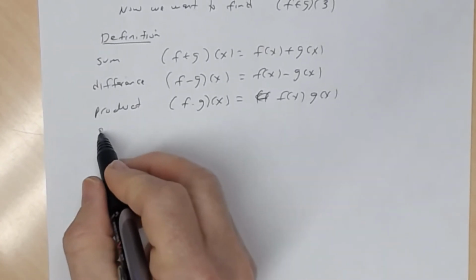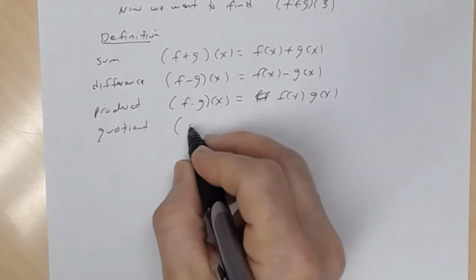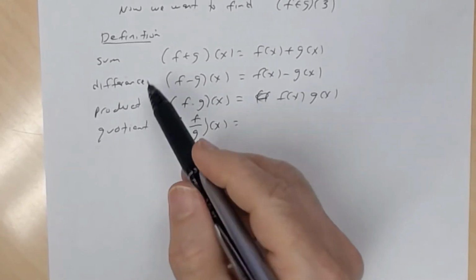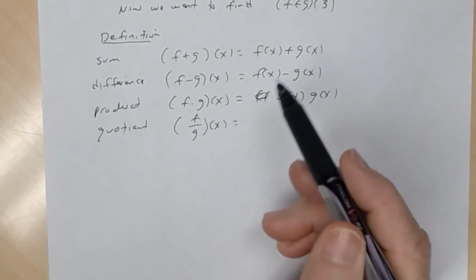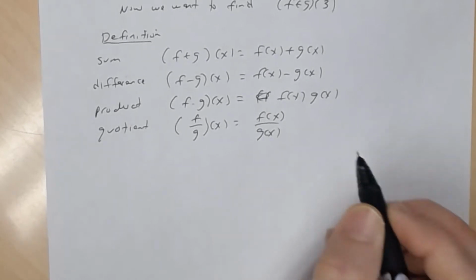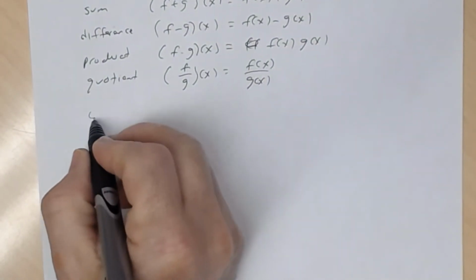And then quotient, and our quotient definition was this. If I have f divided by g at x, and remember, the order matters for difference and quotient. So if f is in the numerator, then I got to rewrite it and put f in the numerator here. Okay? All right, so those are the definitions that we talked about. Okay, now let's look at some examples now. Very simple.